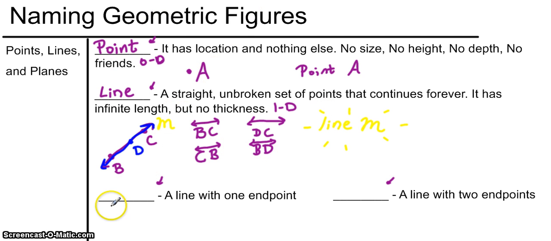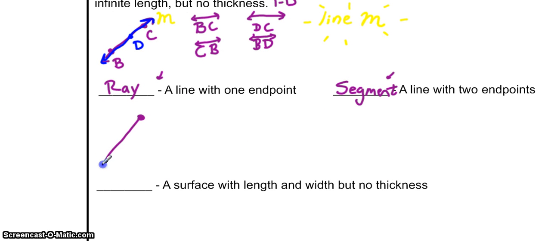Moving on. A line with 1 endpoint is a ray, and a line with 2 endpoints is a segment, or a line segment. Now, here's an example of a ray. I'll draw for us. Okay. Call this EF. And here's an example of a segment. Call this GH.